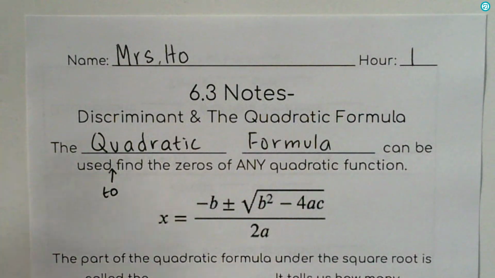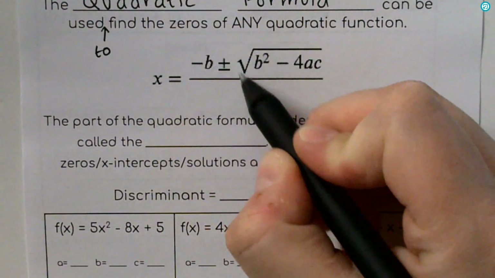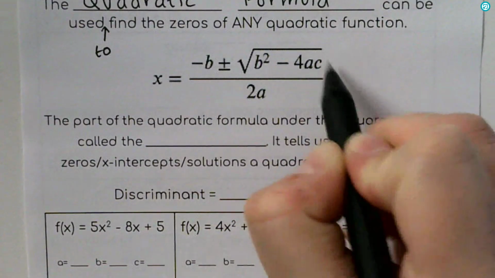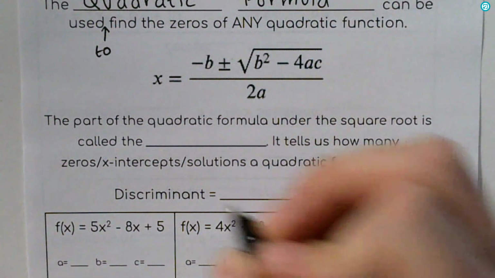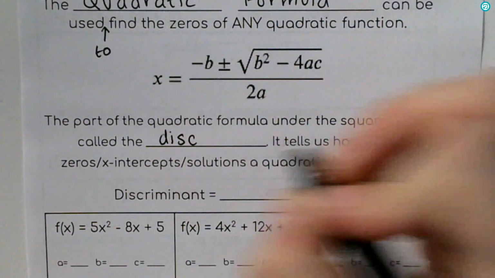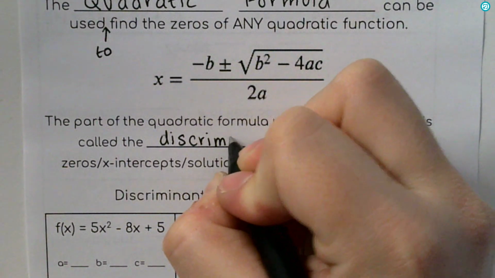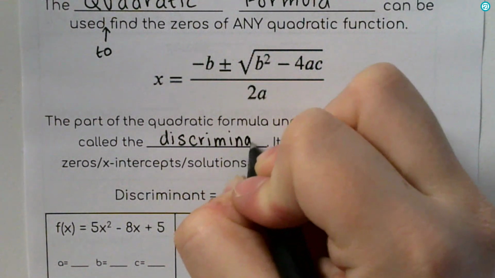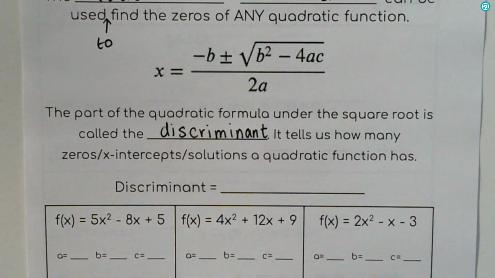So, moving down, the part of the quadratic formula underneath this big square root, that b squared minus 4ac, that is called the discriminant. D-I-S-C-R-I-M-I-N-A-N-T. Kind of a long word. So that is our discriminant.